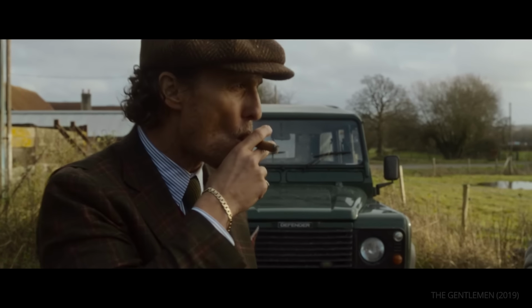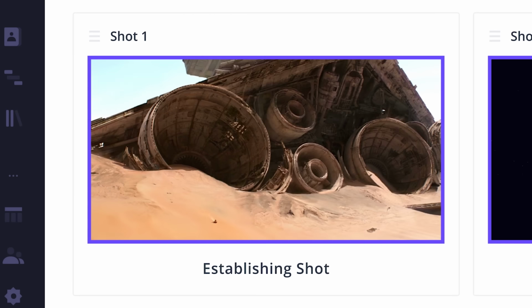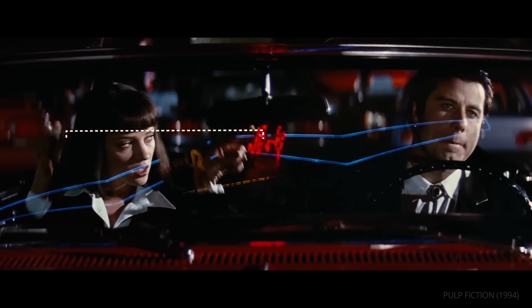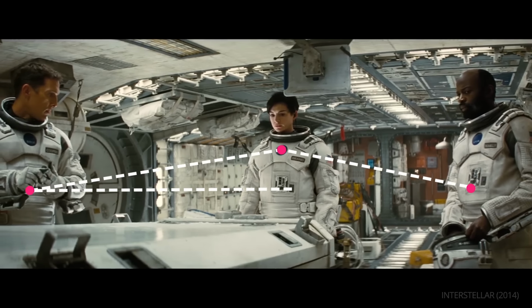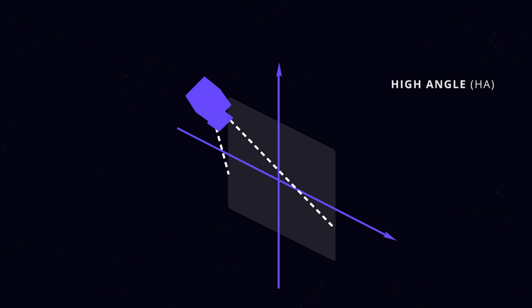Films are made up of sequences. Sequences are made of scenes. And scenes are made up of shots. In the previous episodes of the shot list, we broke down the various shot sizes, framing options, and camera angles at a filmmaker's disposal.